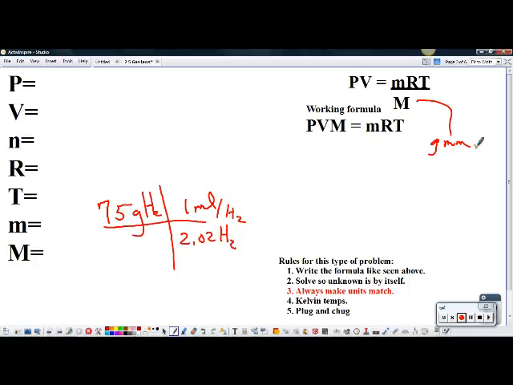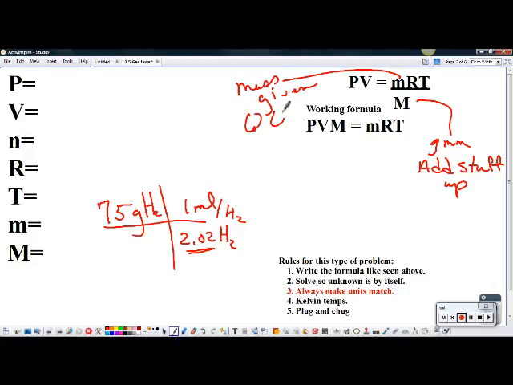How do I get the GMM? Add stuff up from the periodic table. And isn't that where I got this number right here? So I'm dividing by this number. And the little m stands for mass. And it's either given or it's what you're looking for.